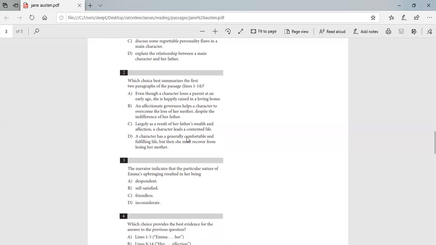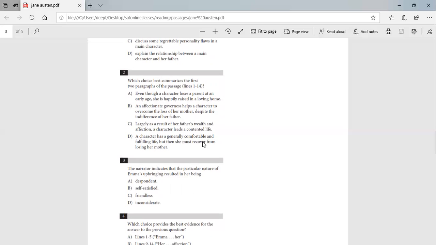A character has a generally comfortable and fulfilling life, correct? But then she must recover from losing her mother. Once again, we don't know that she's not recovered yet. So she's not recovering, it goes away. The first part is correct, but the second part is not.